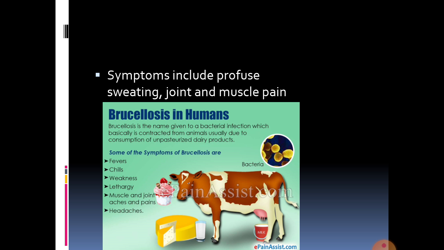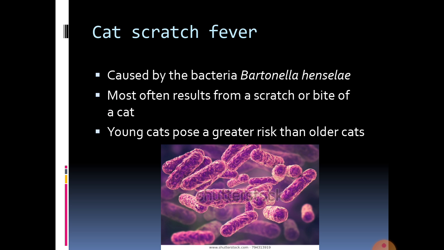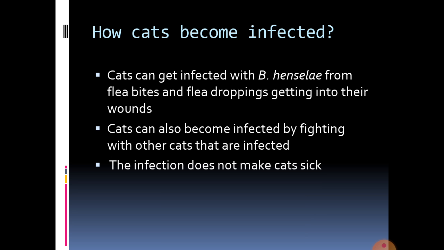Symptoms include profuse sweating, joint and muscle pain, along with fever, chills, weakness, lethargy, and headache. Next, cat scratch fever. It is caused by the bacteria Bartonella henselae. Most often it results from a scratch or bite of a cat. Young cats pose a greater risk than older cats.